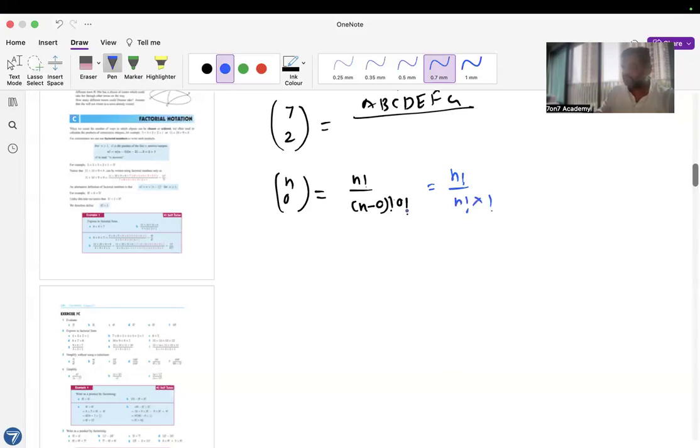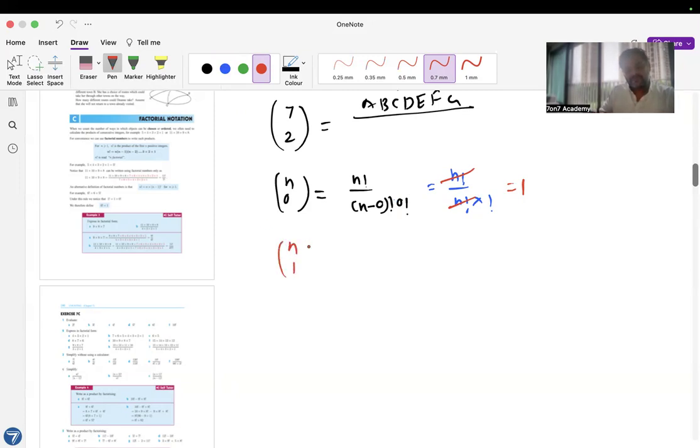0 factorial is defined as 1; there is not some rule behind it. So this cancels out to 1. It means if you have n objects and you want to select 0, none of them, then there is only one way: you don't have to select any.